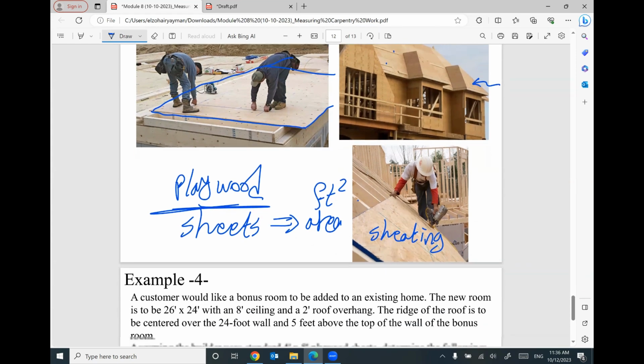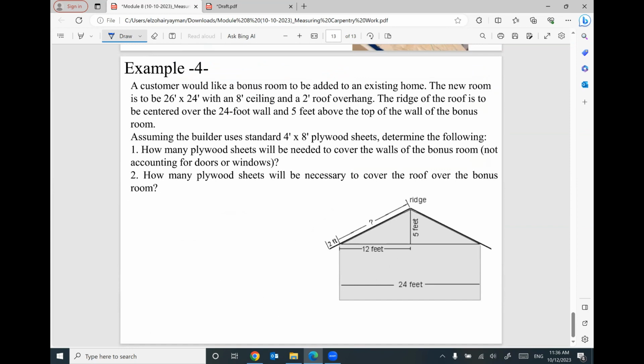We have an example here. A customer would like a bonus room to be added to an existing home. So he has an existing home and he would like to build a new room. The new room is to be 26 by 24 with an 8 feet ceiling height. So it looks like I can draw it here. The room looks like this.